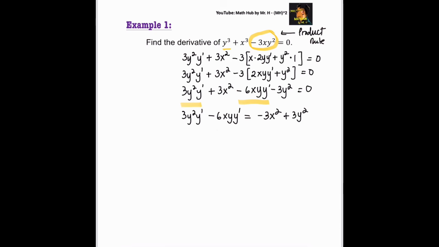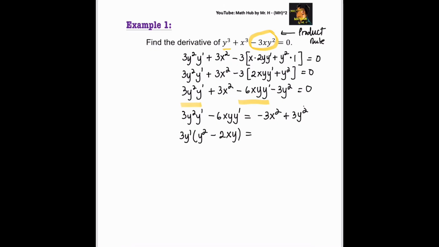If we look at the left-hand side of the equation, we can factor out y prime, because remember, we're looking for the derivative, and derivative is y prime. 3 is also a common factor, so we can take out 3y prime. After taking out 3y prime, from this term we are left with y squared, and from this term we are left with 2xy.